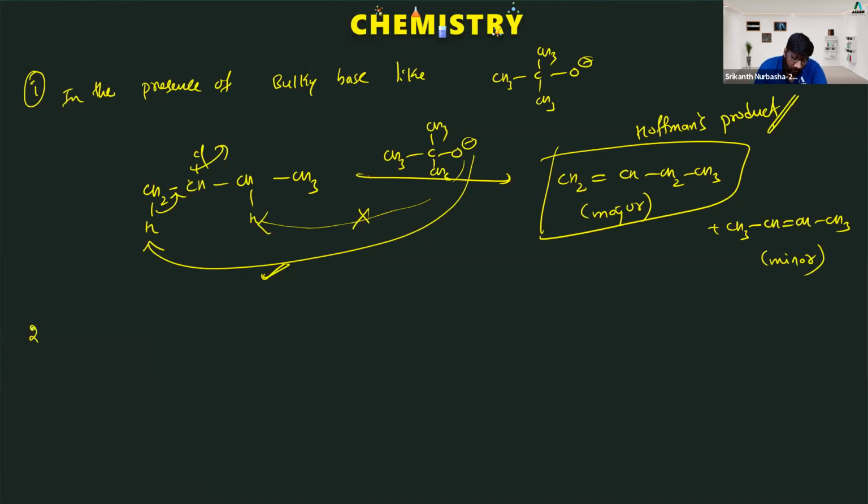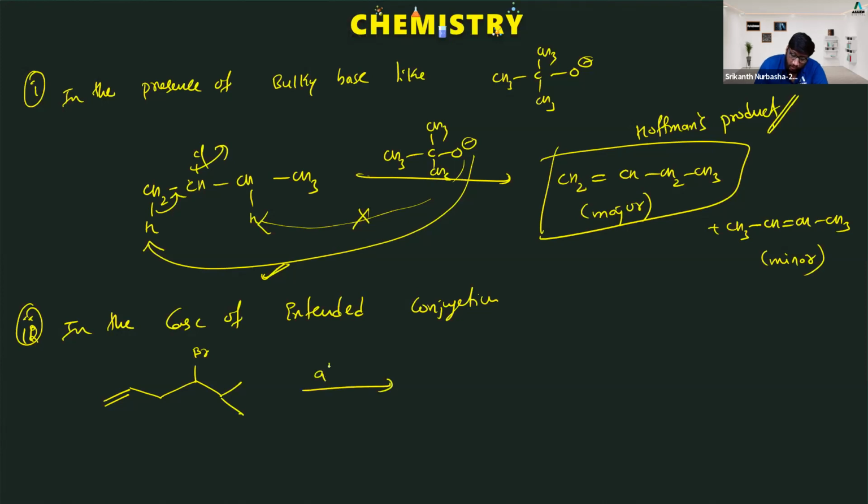Second case, extended conjugation you can think of. In the case of extended conjugation, like we have this system, treated with alcoholic OH. Alcoholic OH has to pick up the proton from the beta carbon. This is the alpha carbon to which bromine is connected. The carbon next to the alpha carbon is the beta carbon. So this was your beta. This is also your beta. In this beta carbon we have hydrogen. In this beta carbon also we have hydrogen.